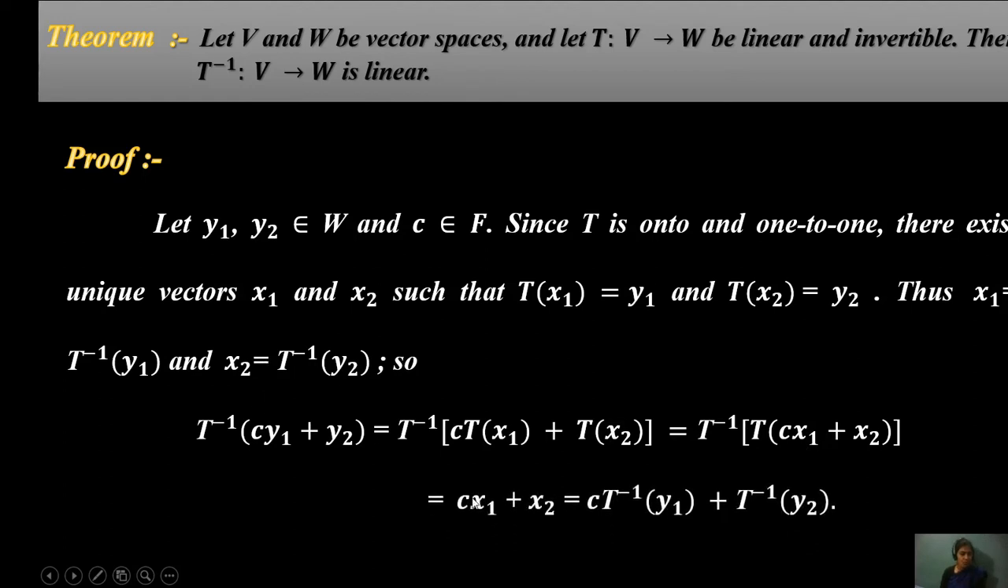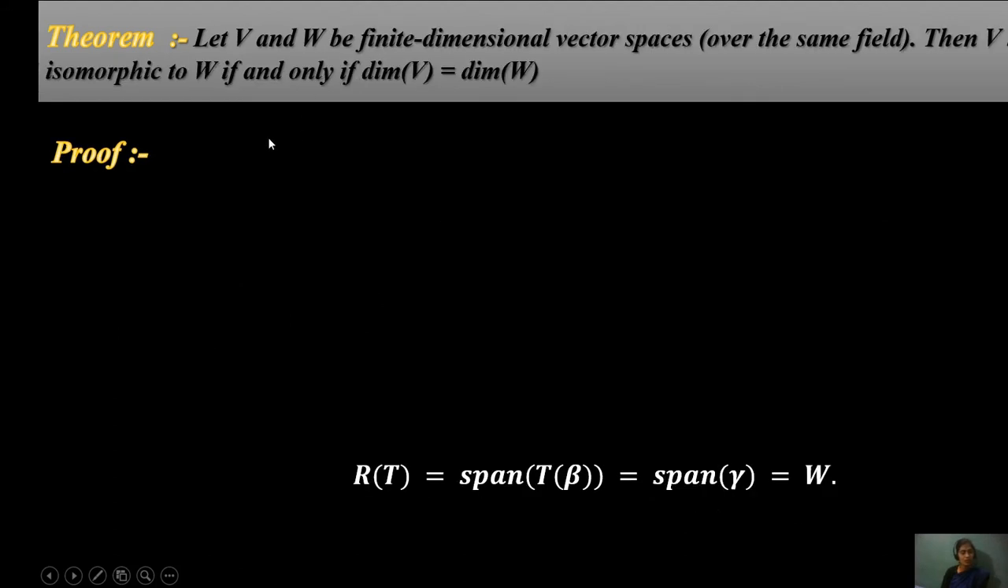We know that c x1 + x2 equals c T inverse of y1 + T inverse of y2. This shows that T inverse is linear, and T is linear and invertible. Let us go to the next theorem.